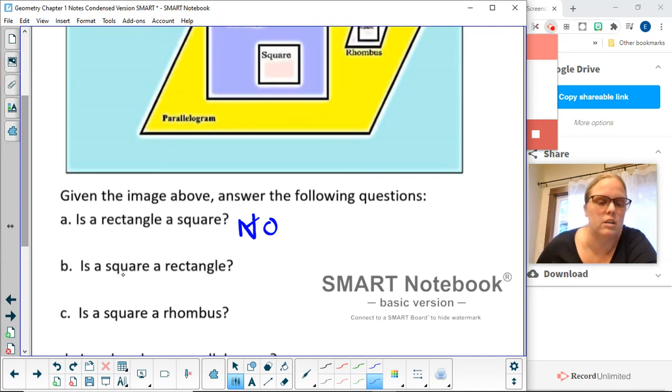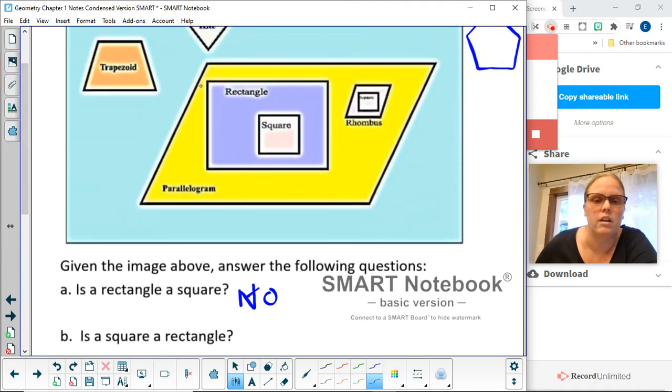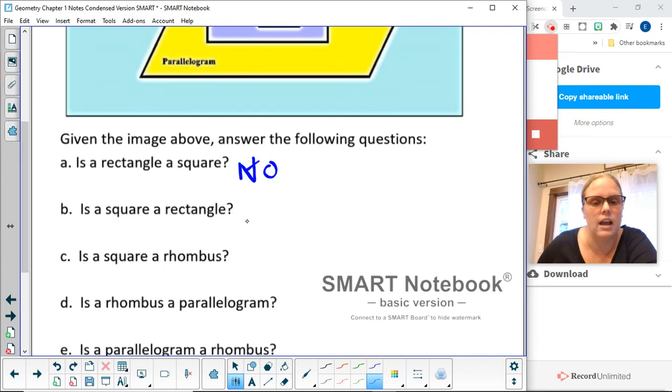But when I reverse it, when I say, is a square a rectangle, the square is within that rectangle figure. And that's because a square has all the properties of a rectangle. It has the opposite sides parallel, and it's got 4 90-degree angles. So in this case, the answer is yes.